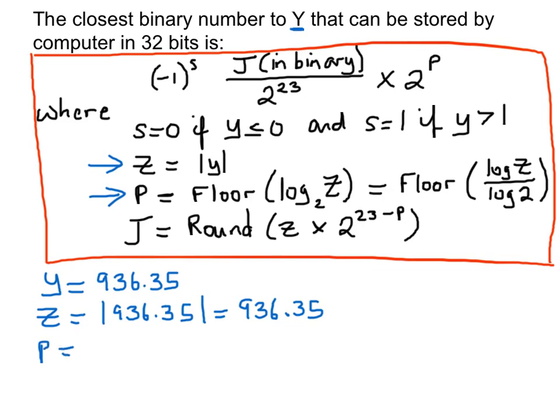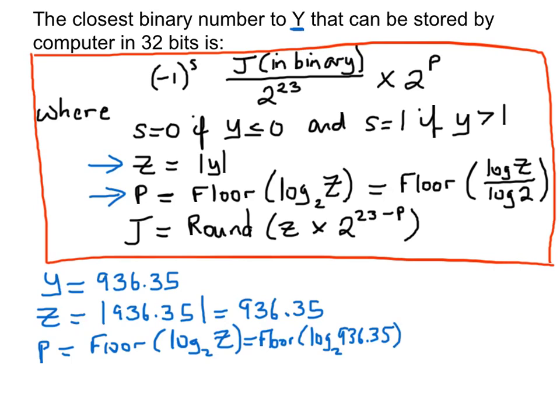p is equal to the floor of the log of z to the base 2. We have the value for z, so this is equal to the floor of the log of 936.35 to the base 2. Now, you may have a calculator that can work that out directly. It should have a button that looks something like log of x to the base a, where you put in the value for x and a and work it out directly.